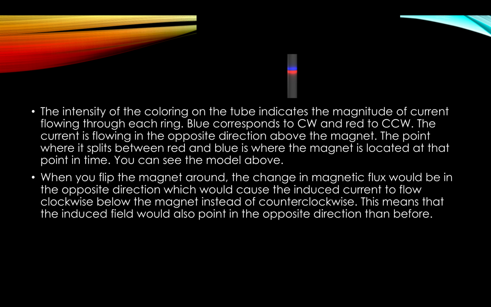I know this because the magnet spins in the direction opposing the change in the magnetic field. If you were to flip the magnet around, the colors would actually flip because the induced field would be pointing in the opposite direction than before, because the change in magnetic flux would then be in the opposite direction.